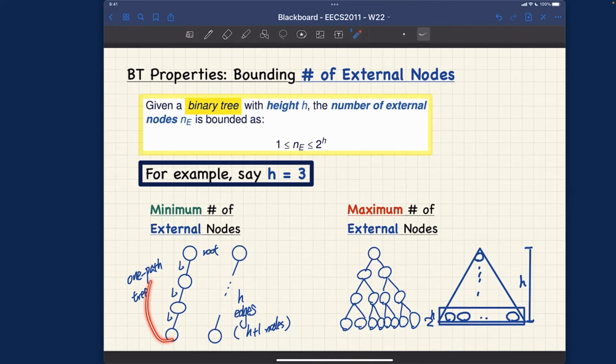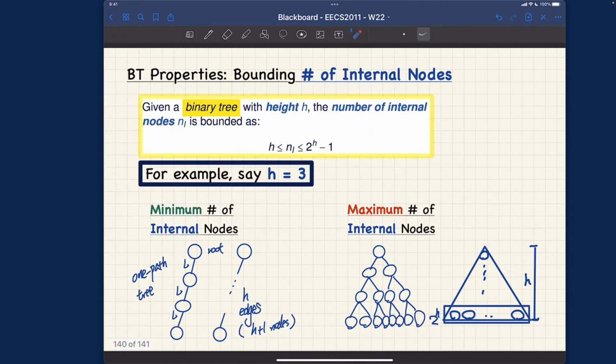The minimum case is when we got a one path tree. And in that case, we're going to get h edges, where h is really the height of the tree. And then we got h plus 1 nodes, right? That's the maximum number of nodes, including external and internal. We'll distinguish between the two kinds of nodes in just a moment. And this will be the maximum number of nodes, in which case the tree is simply full. And the same cases for internal nodes.